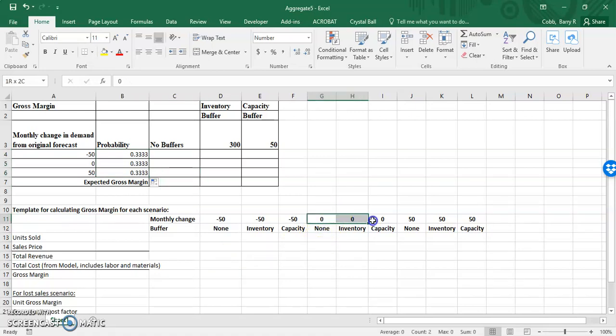So if we look at the 9 different scenarios, we're going to consider what happens if demand ends up being one of these 3 cases with no buffers, inventory, or capacity. What if demand ends up being in these cases with a 300-unit inventory buffer, or what about a 50-unit capacity buffer? If there's no change in monthly demand, the sales over the 6-month period are going to be $18,377.